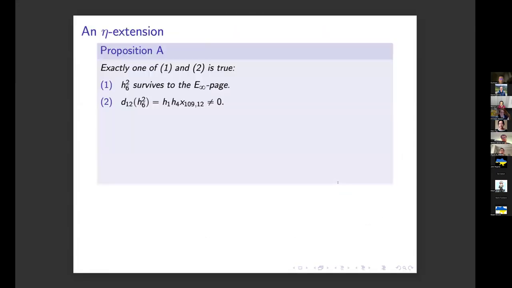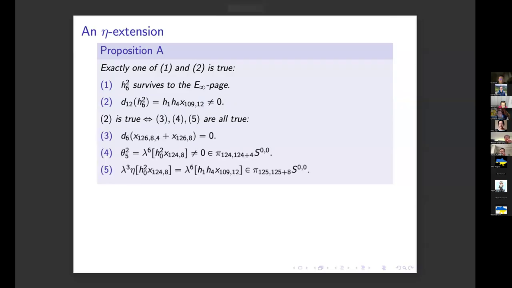Okay, so here is the proposition, and that's the one left in filtration 14. Exactly one of the following two statements is true. It's either that theta 6 survives, or it supports a non-zero D12 differential to this element in 14. So this is a classical statement, so I don't have lambda in here. And moreover, the second statement, this non-zero D12, happens if and only if the following three statements are all true.